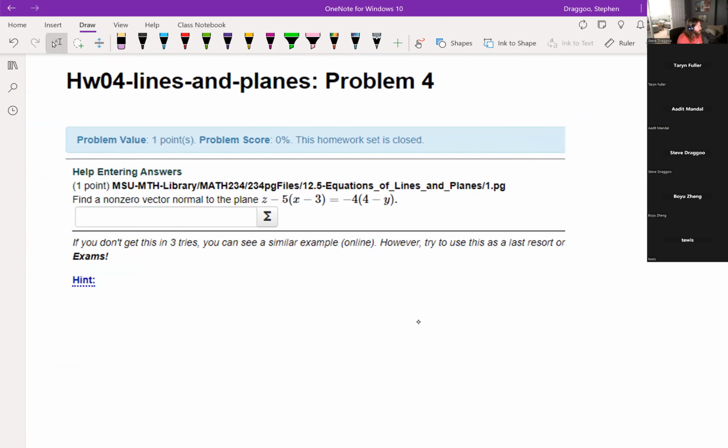Zoom in a bit on this one. Up next, we want a non-zero vector normal to the plane given by that equation.